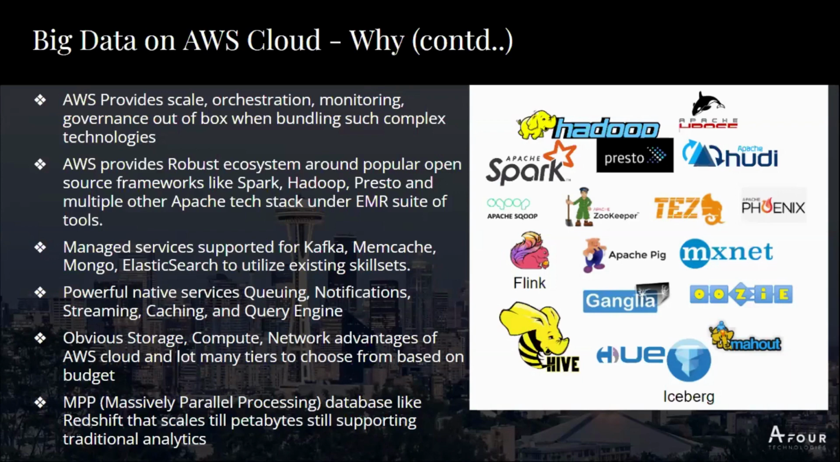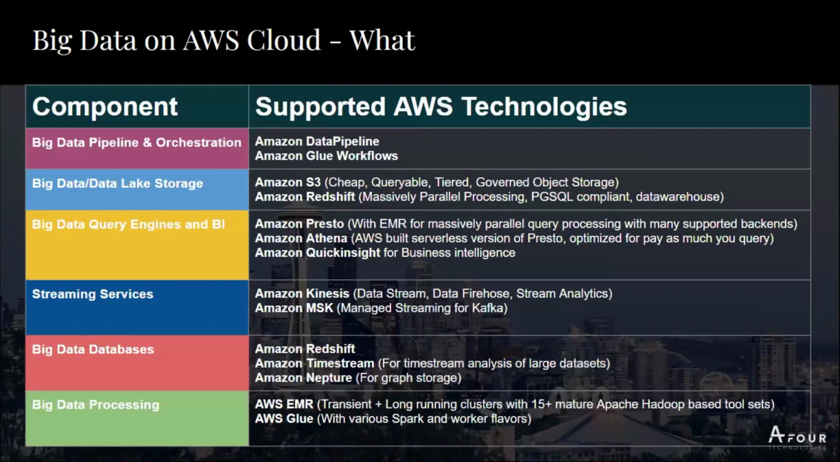So let's try to put these technologies in perspective and how they are segregated. So if you look at these components, I've listed the components on the left hand side at the high level. So there are orchestration, there is big data storage, then there are query engines, there are streaming services, databases, and big data processing. Right. Some of the main important components here are the big data storage, the query engines, streaming services, and the processing.